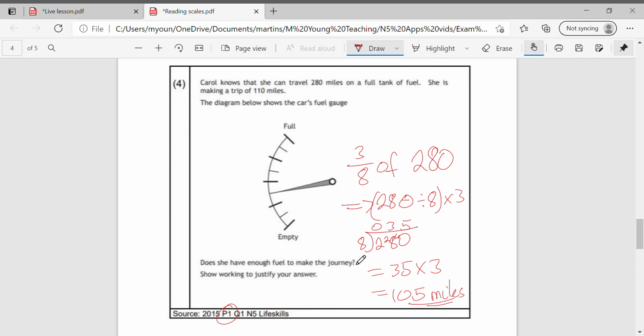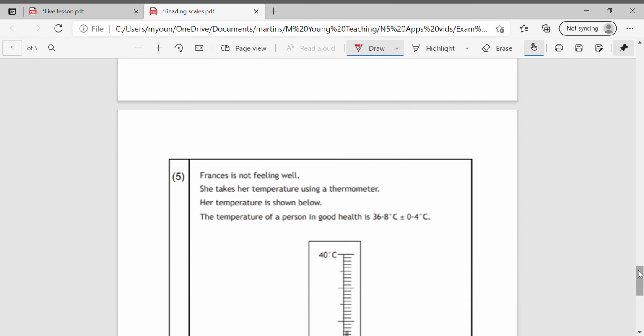And then make sure that we justify yes or no. So it's 110, but there's only 105 left. So no, she doesn't have enough. She's only got 105 miles left, which is less than 110. Okay, so make sure you're always justifying when it says that, making sure you're putting the wee final comment in. And then this is the last question.